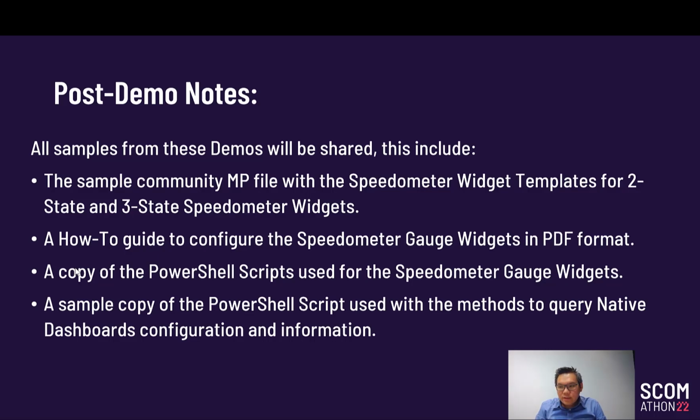This concludes the demo section on the PowerShell methods for native dashboards and the speedometer gauge widget. All samples from these demos will be shared. These include the sample community MP file with the speedometer widget templates for 2-state and 3-state speedometer widgets, a how-to guide to configure the speedometer gauge widgets in PDF format, and a copy of the PowerShell scripts used for the speedometer gauge widgets. Also, a copy of the PowerShell script used with the methods to query native dashboard configuration and information.